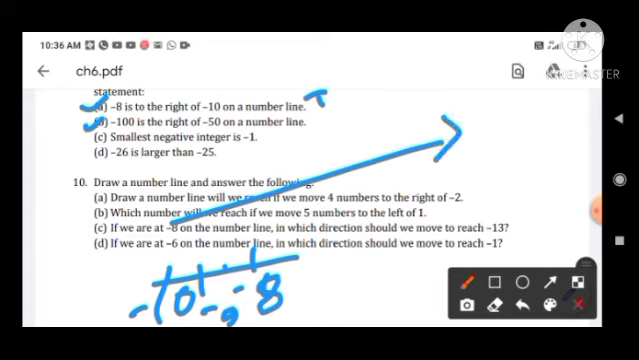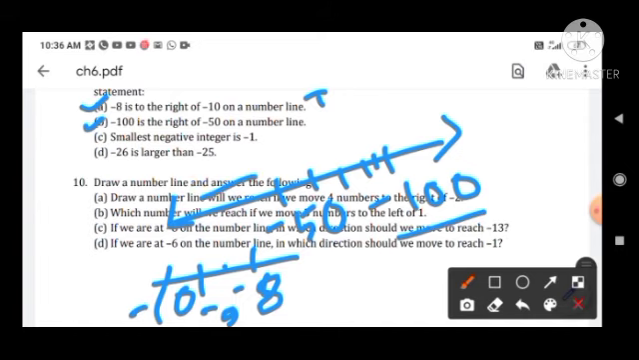Now B. Minus 100 is to the right of minus 50 on the number line. Suppose it is said minus 100 will be right of minus 50. Is it true? Minus 50, then minus 100 will be on this side. So minus 100 will be on the left side, isn't it? Minus 100 will be on the left side of minus 50, not the right side. So this will be false.